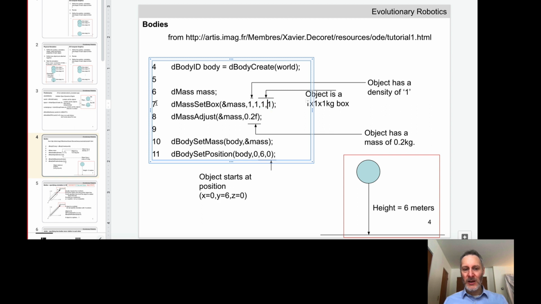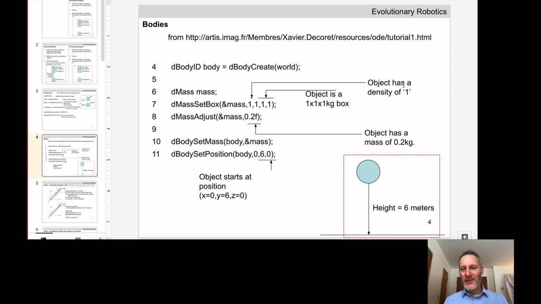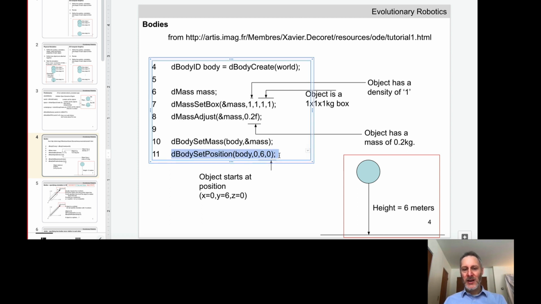In this example here, you're defining an object that is a 1 by 1 by 1 kilogram box. You could increase and decrease the density inside that box. And then you could also adjust it with another term. This is part of the reason why we eventually moved away from ODE. So a little bit overly complicated. Basically, in lines 7 and 8 here, you're setting the mass of the object, and down here we are then setting the position of the body.